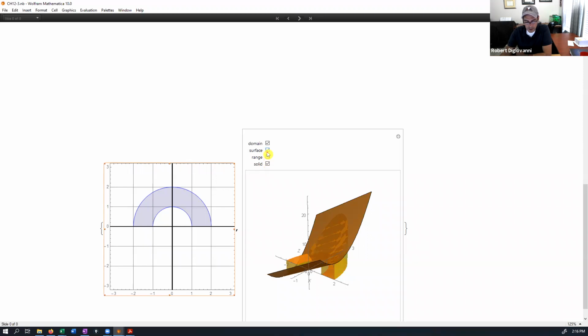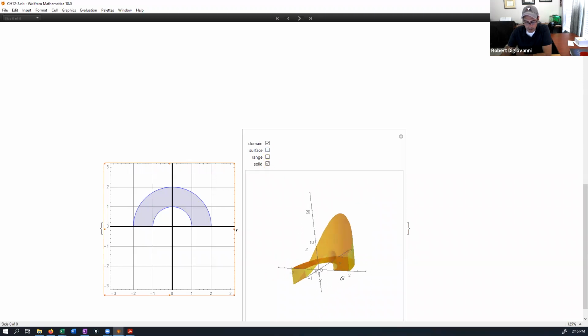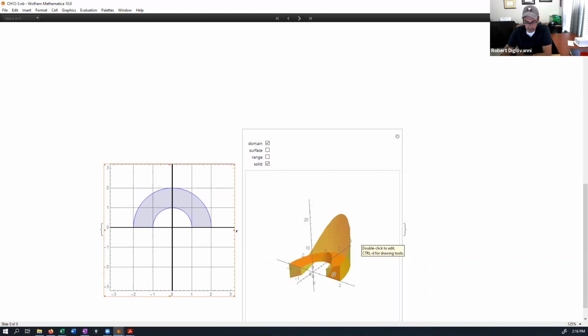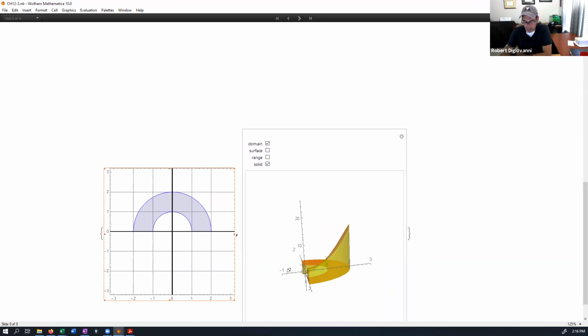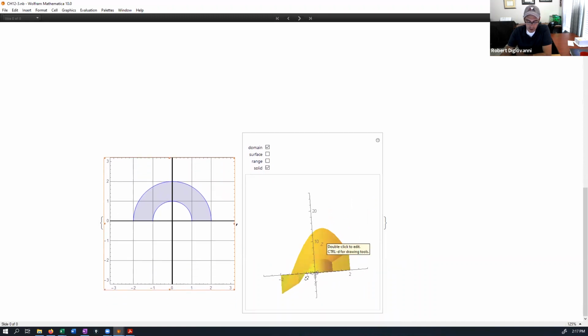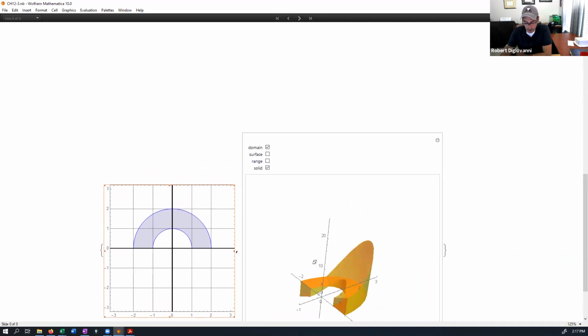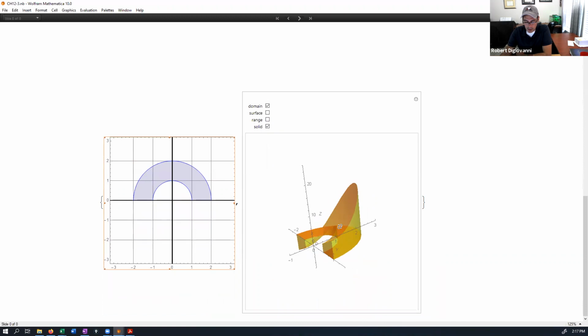And let me take the surface out. There it is. Kind of a cool looking surface, or sorry, volume, solid. See how some of it's below the XY plane? That volume is counted as negative, remember from last time? But our total volume would be whatever that answer is.